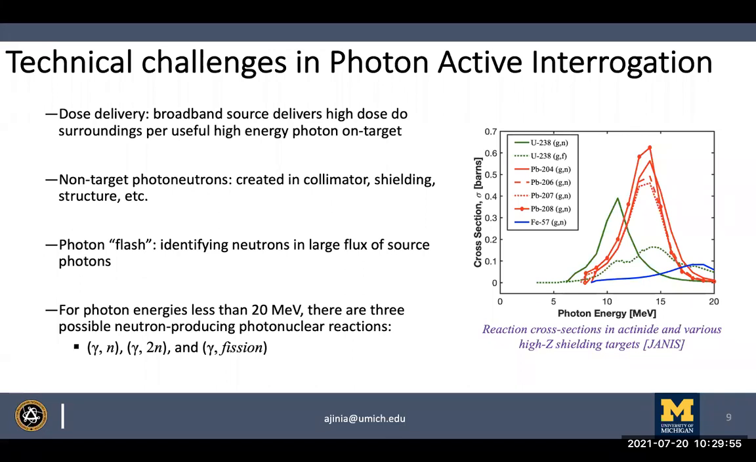Number one is the dose delivery. We have to be careful how much dose is being delivered during the photon active interrogation, because there will be an operator who will be operating the accelerator and performing the whole active interrogation experiment in the field. And if this whole detection system is deployed at ports of entry for possible cargo scanning, then you have to take into account how much dose is being delivered to the cargo. Cargo is very precious.